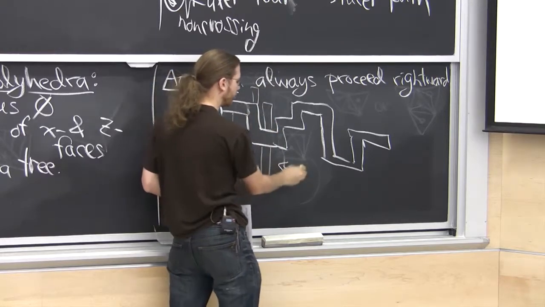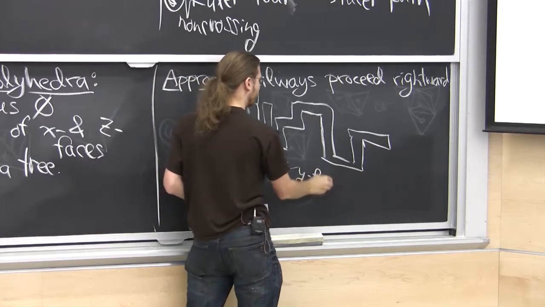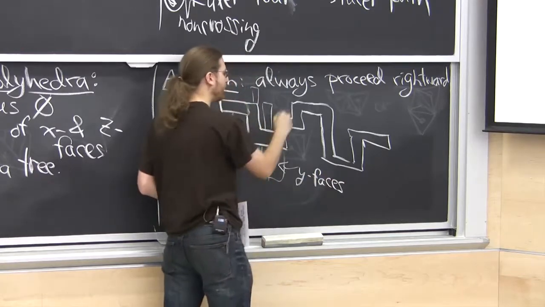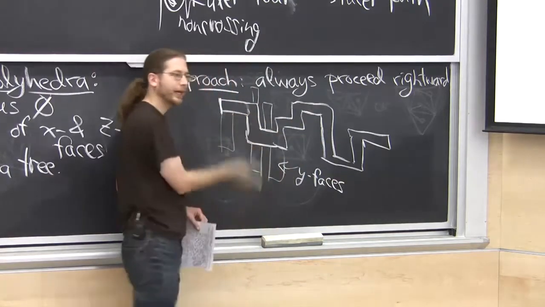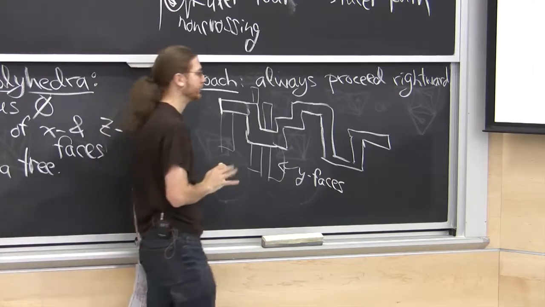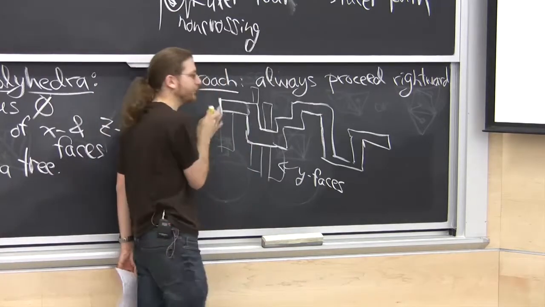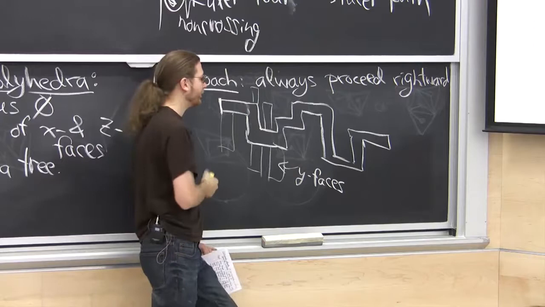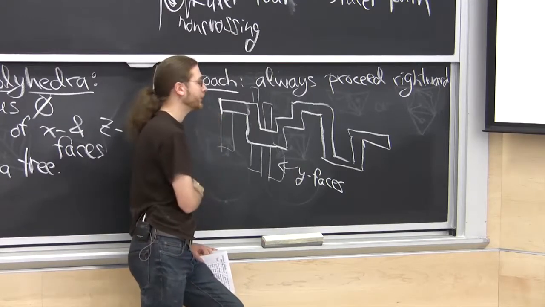So these are the Y faces. As long as I can get the band to do this, Y faces can hang up and down. It's not going to intersect anybody. Pretty clear? So it's clear if we could do this, we could get non-self-intersection. The amazing thing is that this is possible.